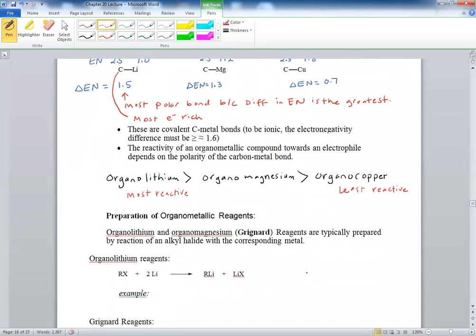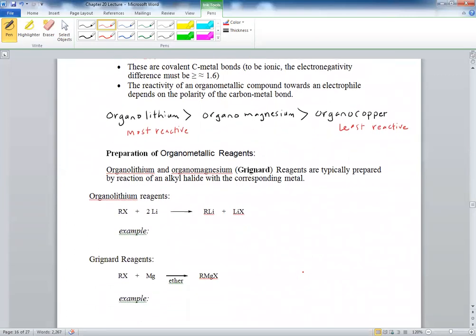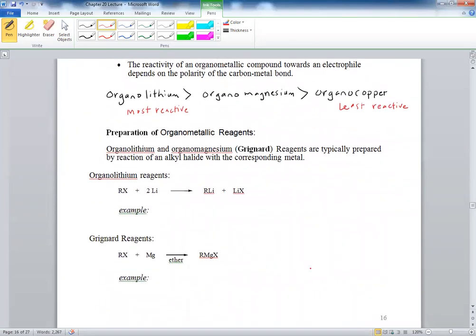Very well. So how are organometallic reagents prepared? We'll talk firstly about organolithium and organomagnesium. From now on, we're going to refer to organomagnesium as Grignard reagents. It's a very, very popular name in organic chemistry, Grignard reagent. The G is silent. They are typically prepared by reaction of an alkyl halide with a corresponding metal.